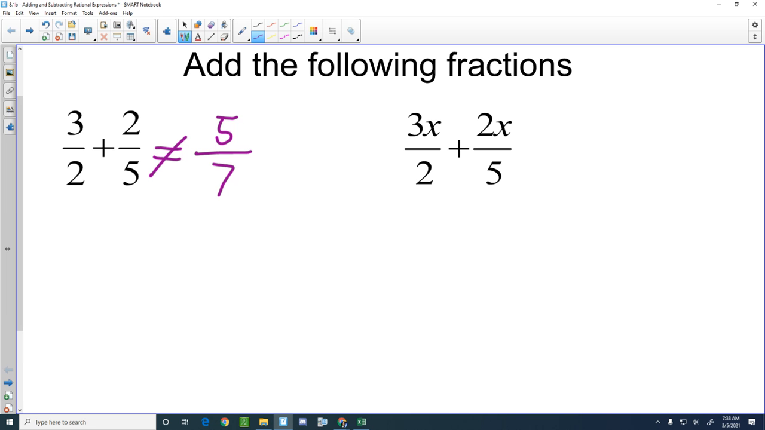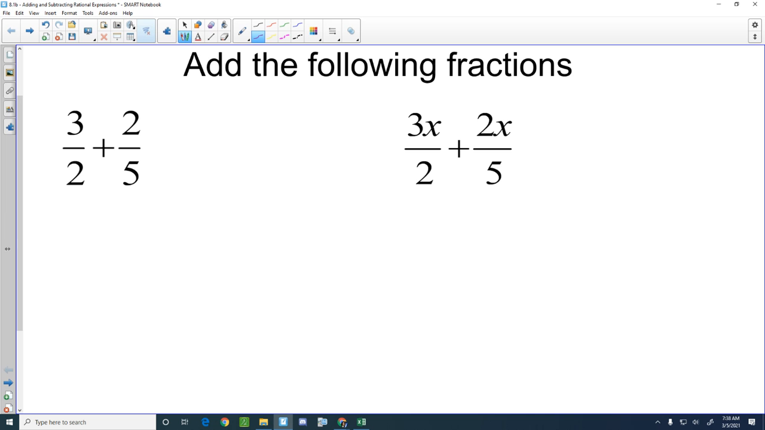Like if you have 1/4 of a pizza and you add 1/3 of a pizza, you do not have 2/5 of a pizza. You actually have more than that. No, you have less than that. No, you have more than that. We'll come back to that one.